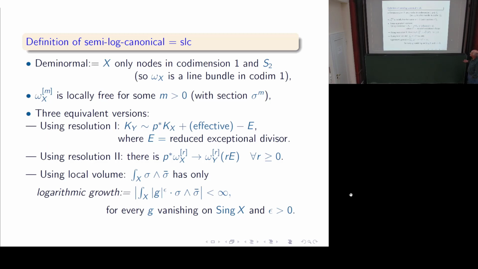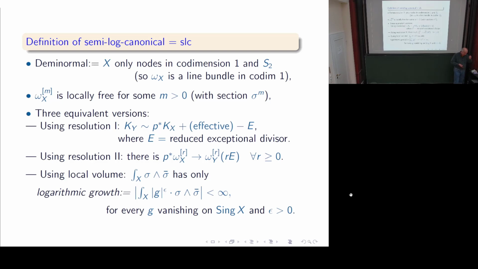Now this is equivalent to saying that if I look at r star of omega x and pull back, again I can have only simple poles. And especially if you are a differential geometer, it is very nice that this integral has only very mild growth. You see, sigma was well defined only up to a root of unity, but sigma bar is actually well defined. So the root of unity goes out, and very frequently this integral is infinite. But as soon as I multiply it by something that vanishes along the singular locus, then I get something finite. So the nice thing is that these three properties are equivalent in all dimensions, and they define the semi-canonical singularities.